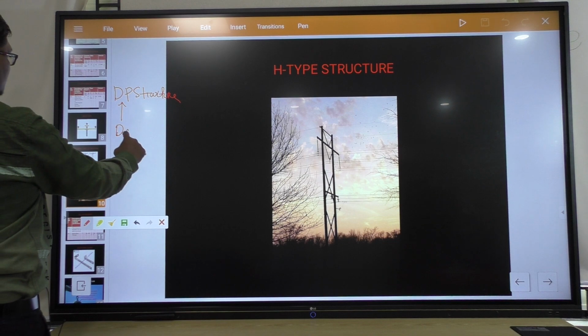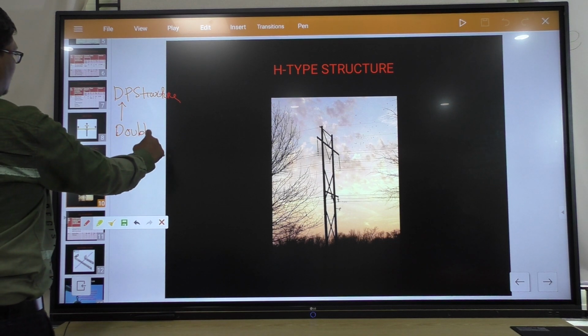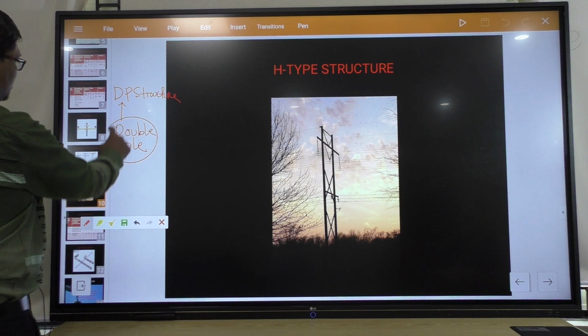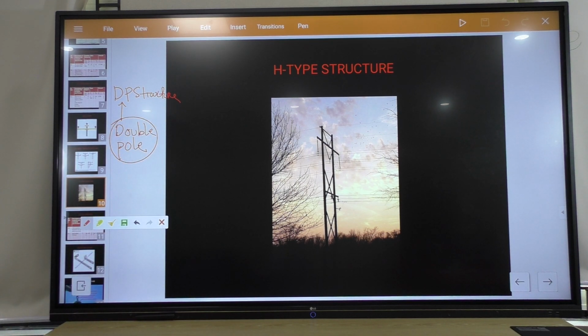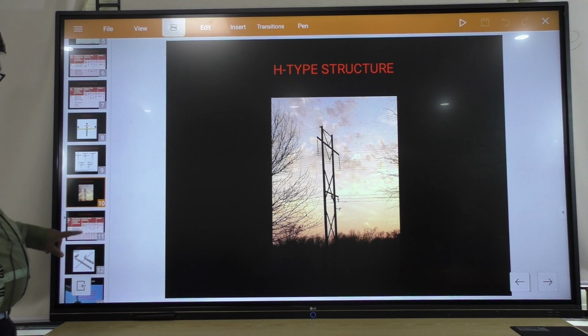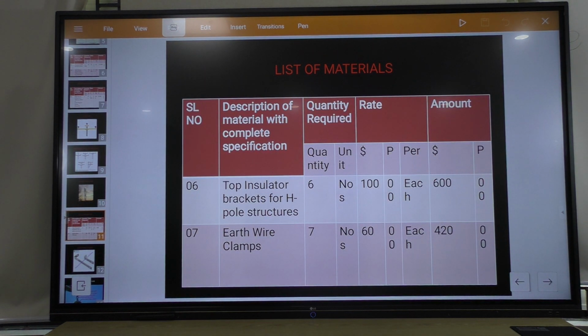Example of double pole structure. DP stands for double pole structure. Next, top insulator brackets, H pole structure is 6 quantities, earthwire clamps, 7 earthwire clamps required.